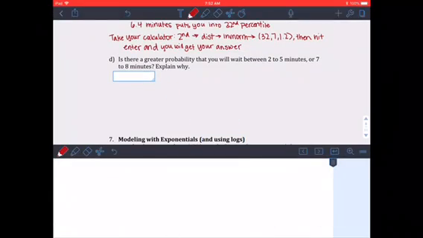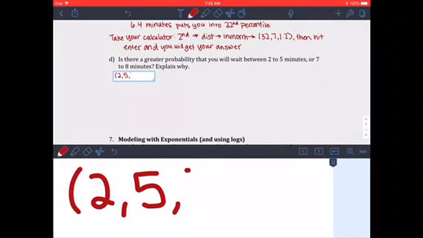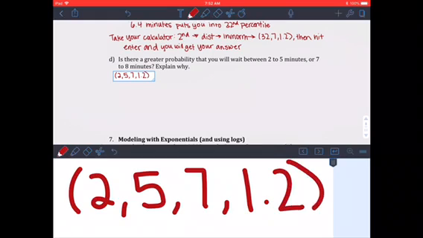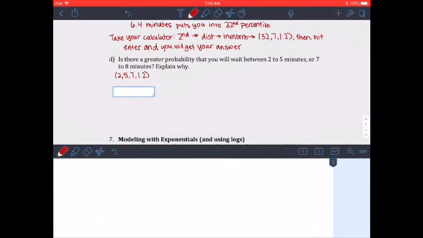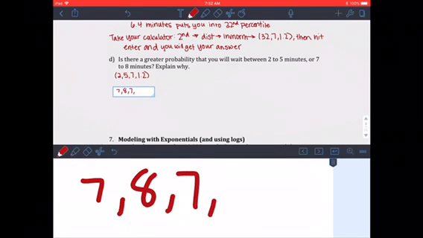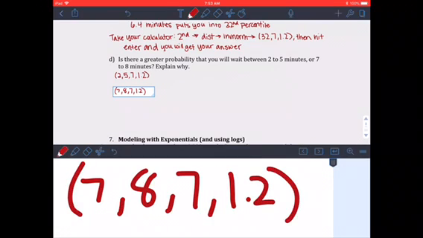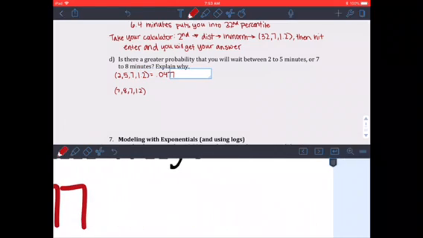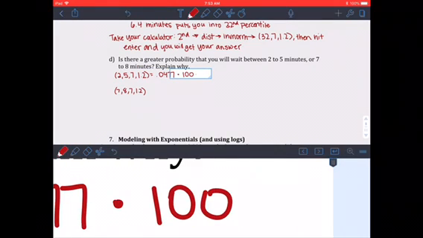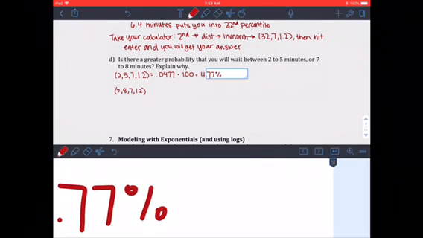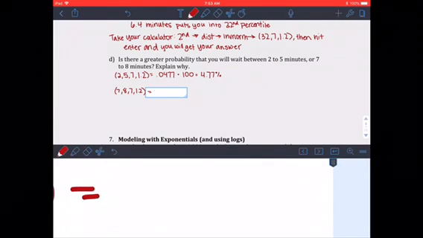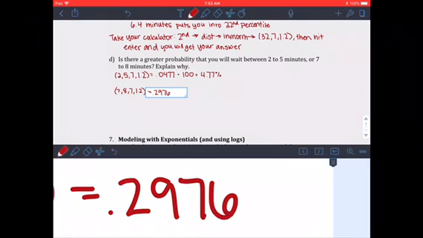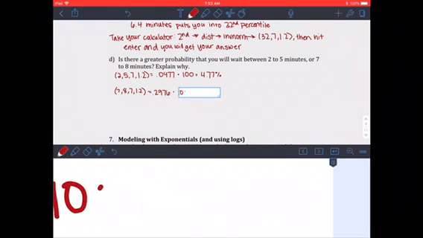For section D, we will be setting up our problem similarly to what we did in section B, part 2. Remember that goes lowest number, highest number, mean, then standard deviation. We will start with the 2 and 5 minute part of this problem. It should be set up with 2, then 5, then 7, then 1.2 in the normal cumulative distribution function on the calculator. Once you plug in your numbers, you should get 0.0477. Multiply 0.0477 by 100 to get 4.77%.